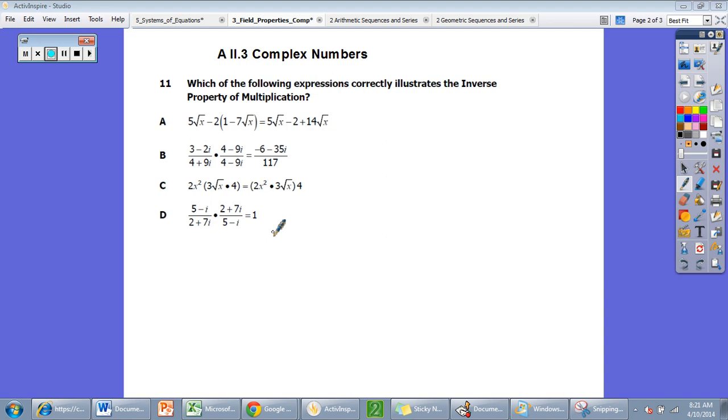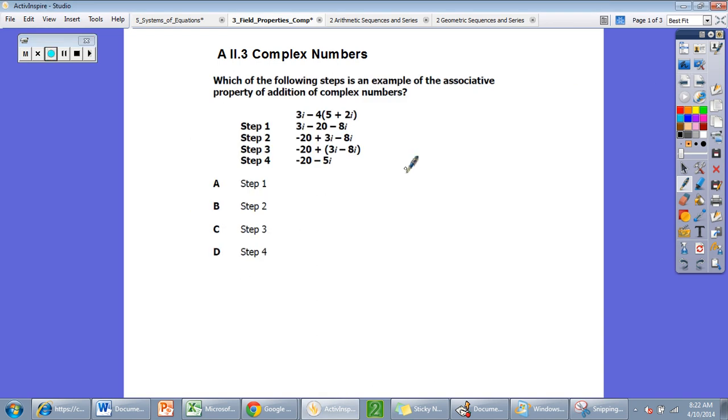This video is to review field properties with complex numbers. So our first example that we're going to take a look at here says, which of the following steps is an example of the associative property of addition with complex numbers? And the associative property is the associative property no matter we're talking about complex numbers or regular numbers.